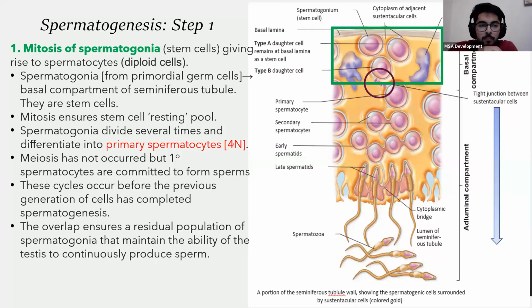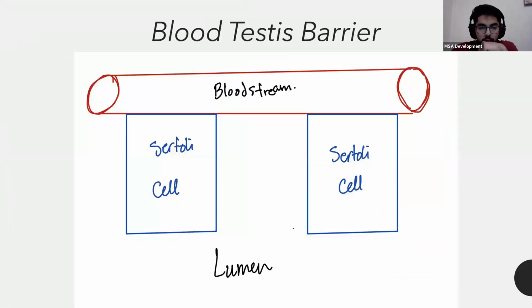Let's start off with the first step, which is mitosis of spermatogonia. So we have this cell called spermatogonia, and these are basically stem cells, and these are diploid cells, which means that they are 2N. They have 46 chromosomes. These cells are located in the basal compartment of the blood testis barrier. So before moving on, I'm going to discuss a little bit about the blood testis barrier.